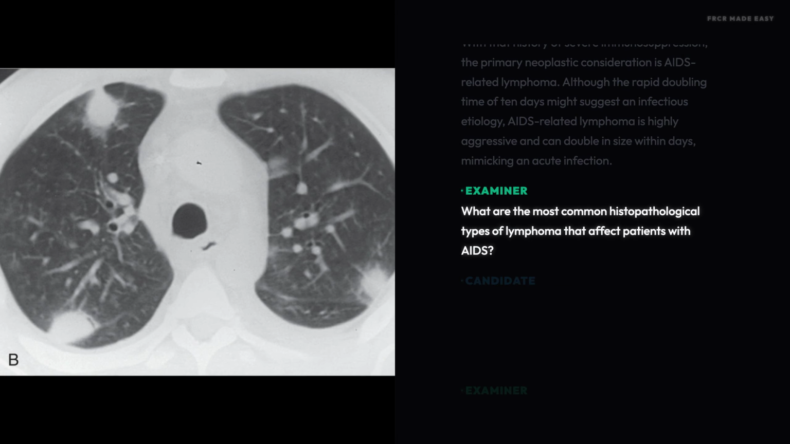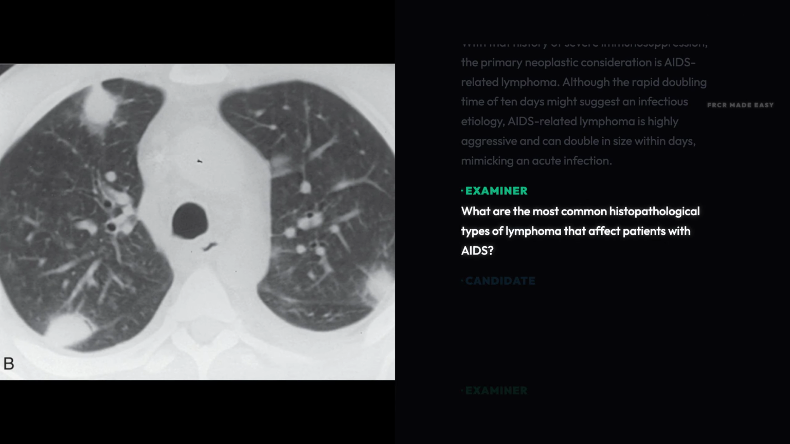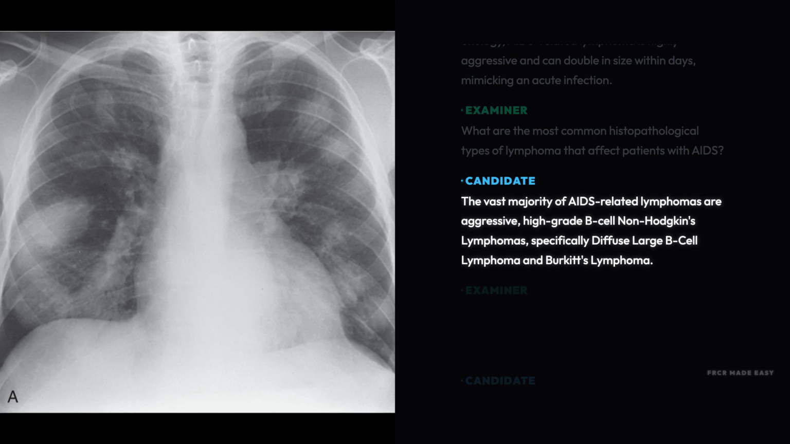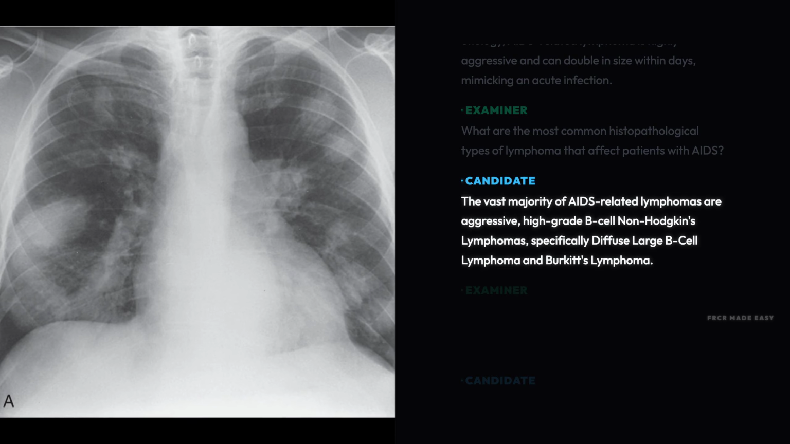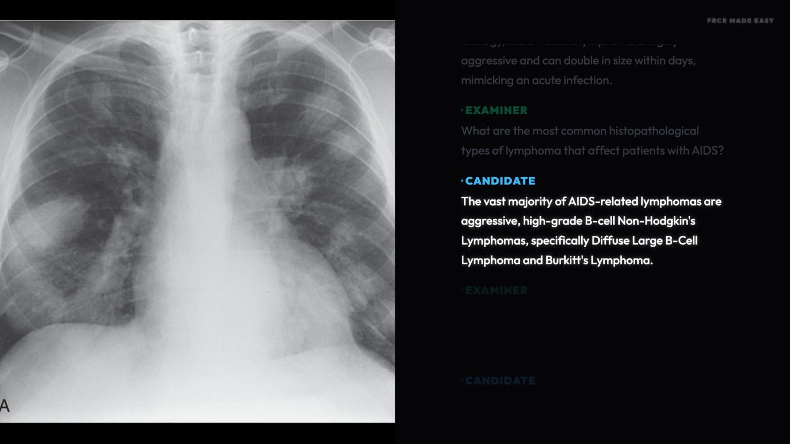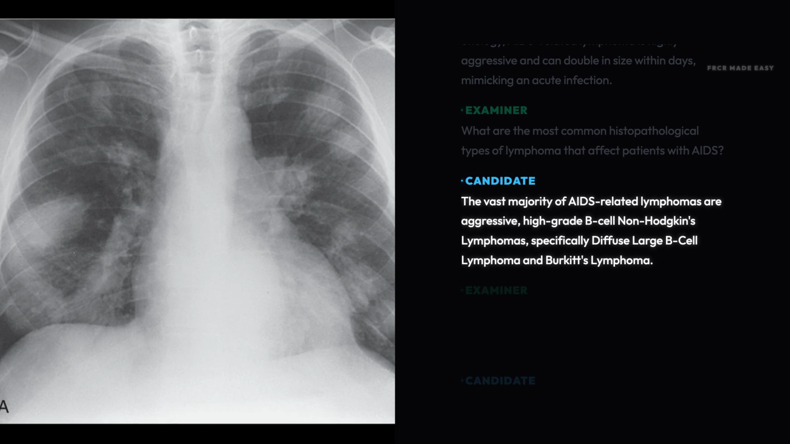What are the most common histopathological types of lymphoma that affect patients with AIDS? The vast majority of AIDS-related lymphomas are aggressive, high-grade B-cell non-Hodgkin's lymphomas, specifically diffuse large B-cell lymphoma and Burkitt's lymphoma.